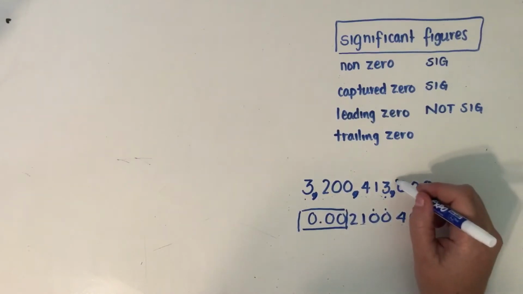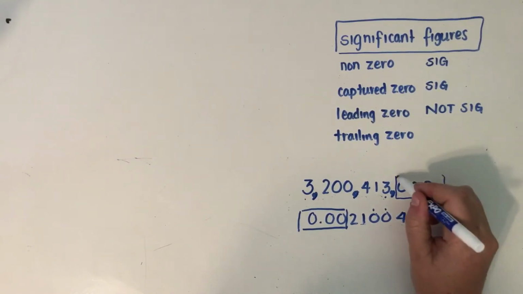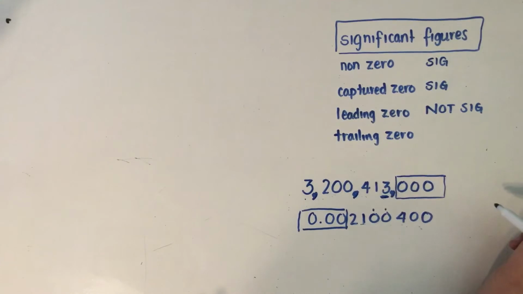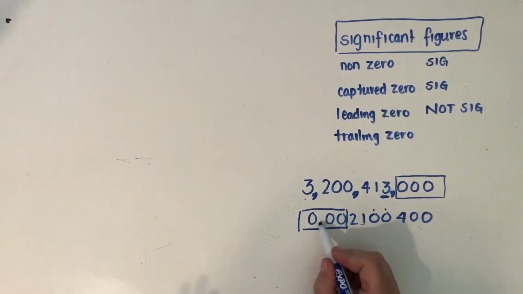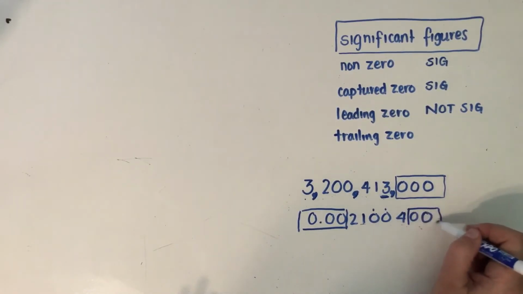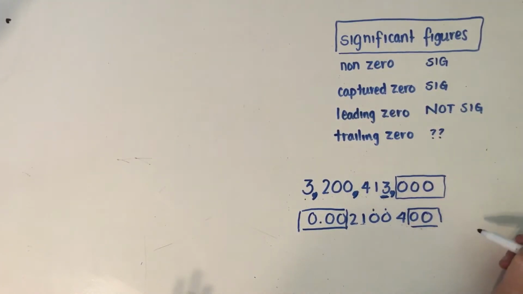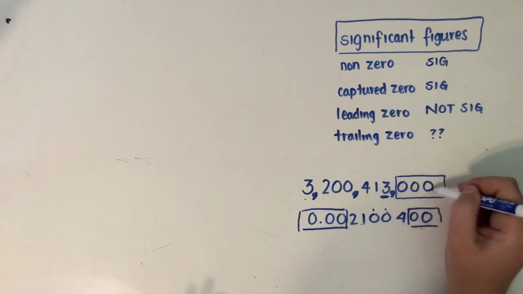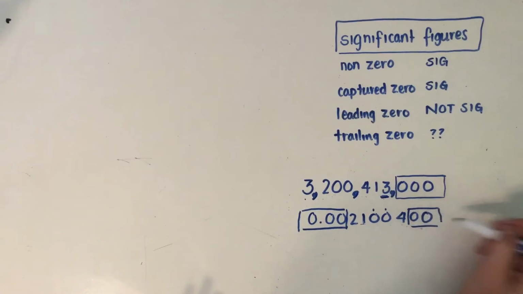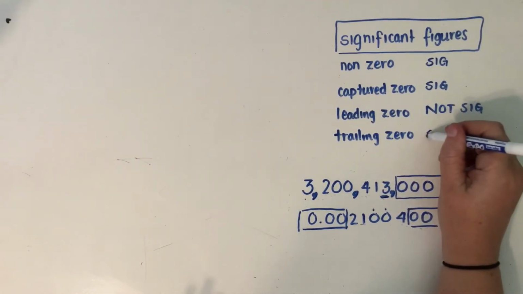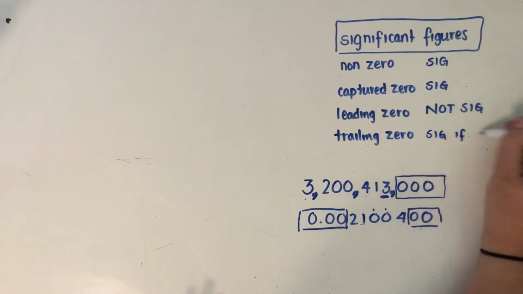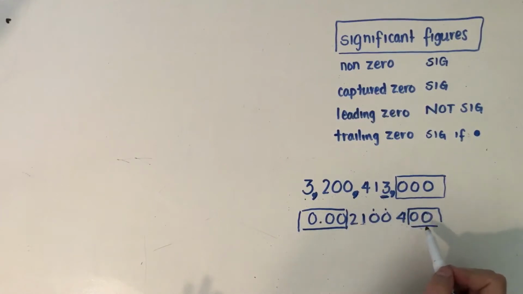And then you have trailing zeros, and trailing zeros are any zeros that are after the last non-zero. Notice I didn't say after the decimal. They have to be after the last non-zero to be considered trailing zeros. And those are the ones that are kind of confusing because some of them are significant and some of them aren't. These trailing zeros are not significant. These trailing zeros are significant. Trailing zeros are only significant if there is a decimal point somewhere in the number. If there's no decimal point written, then they're not significant.